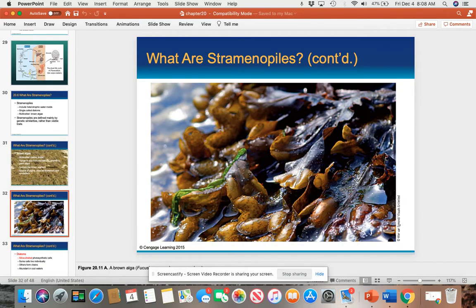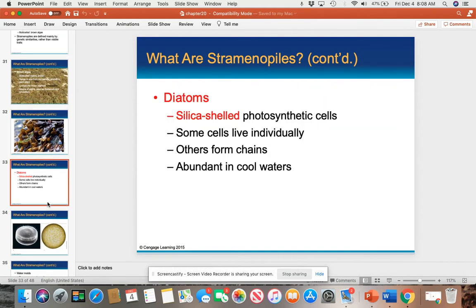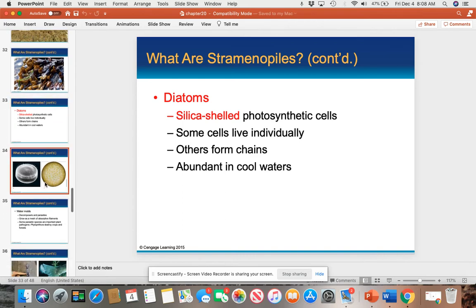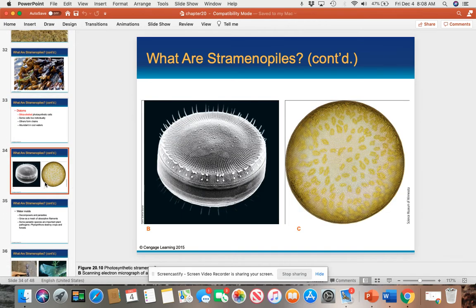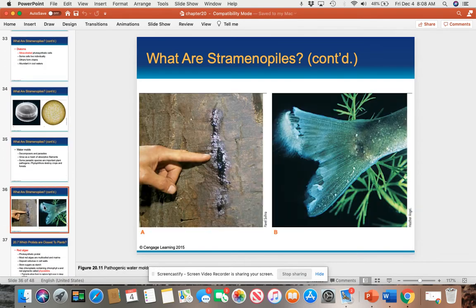So here's a closer look. You have diatoms with silica shells. There are examples as well, water molds. Some of them cause rust, or in this case, they affect organisms such as fish.